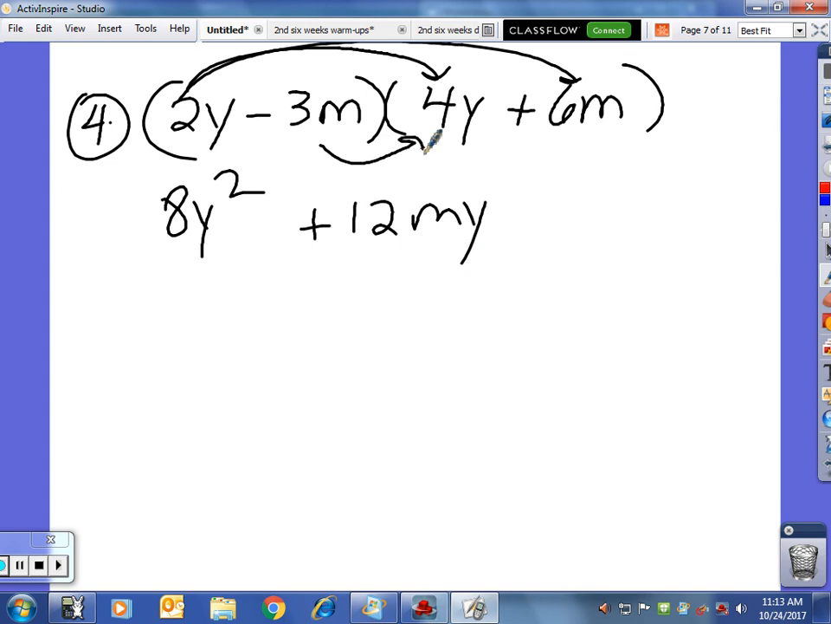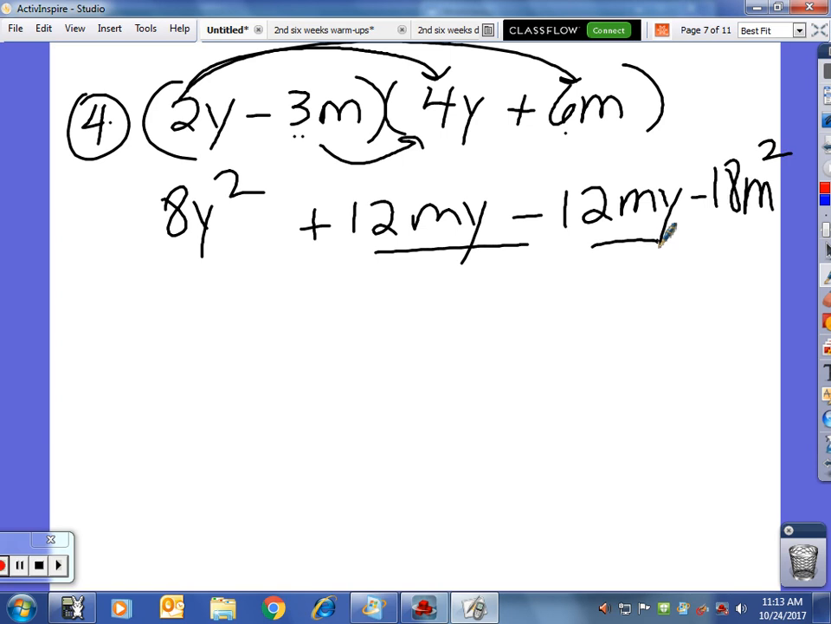What's negative 3m times positive 4m? Oh, I made these cancel out too. I didn't mean to do that. But this is negative 12 my's. And negative 3m times positive 6m? Negative 18m squared. Now, if you end up with 2 of the same letters, folks, please listen up. I do want you to put them in the same order for your middle terms. Like, don't make one an my and one a ym, because I want you to see that they are like terms. An my and a ym are the same thing.